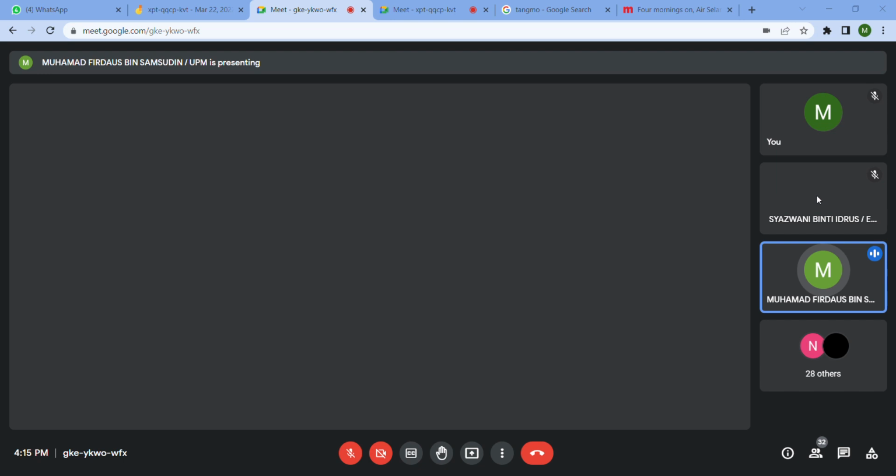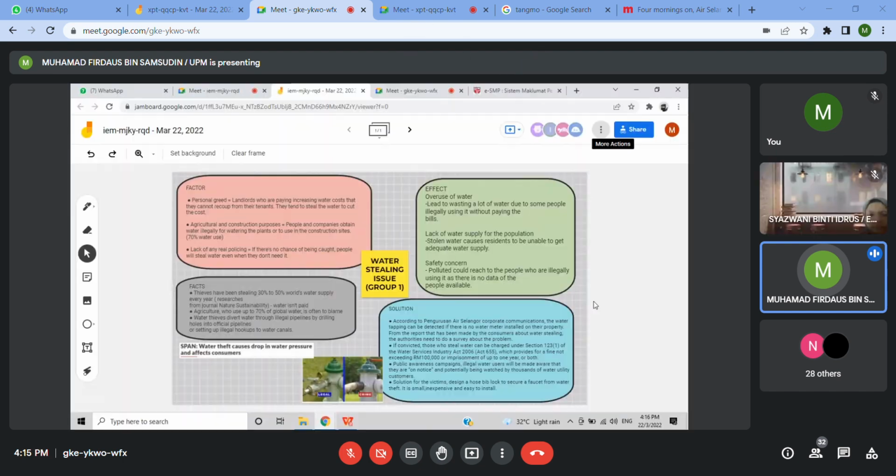And then the last one is the facts. Thieves have been stealing 30% to 50% of the water supply every day, according to researchers from the journal Nature Sustainability. And according to our research from January to March this year, there were 35 cases of water theft reported by each of the state water operators. So basically, this water stealing issue needs to be a concern for the authorities as much as possible. Okay, Doctor, that's all from me and my group 1.